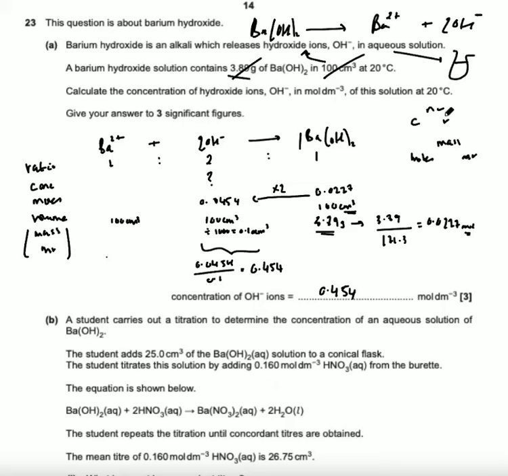So now for the hydroxide ions, I have the moles. And the volume, yes, I have it. It's 100 centimeters cubed, so I'm going to convert to decimeters cubed by dividing by 1,000. So I have the volume as well. I can now calculate the concentration. So 0.0454 divided by 0.1 gives us 0.454, and that's the concentration.